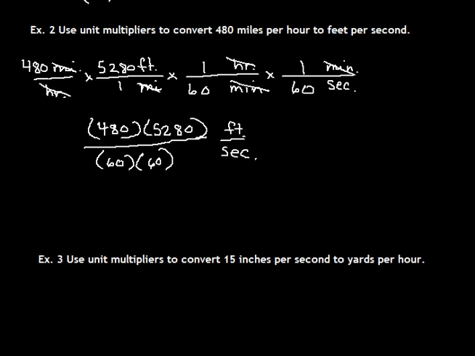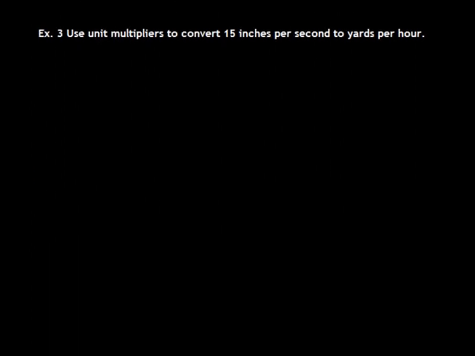Let's do one more of these. Use unit multipliers to convert 15 inches per second into yards per hour. So let's just work our length down first. We're going to yards, so we know that we want to cross our inches out. We're going to go to feet first.